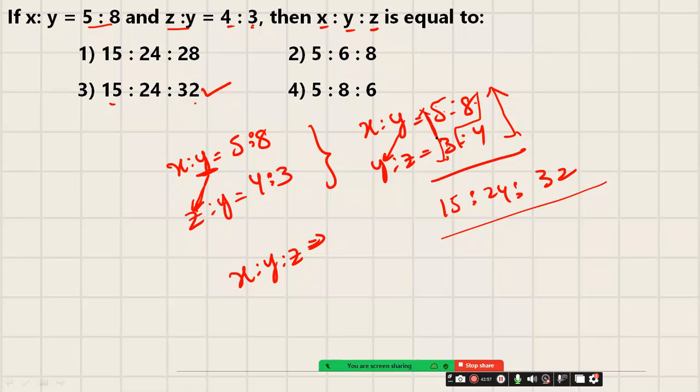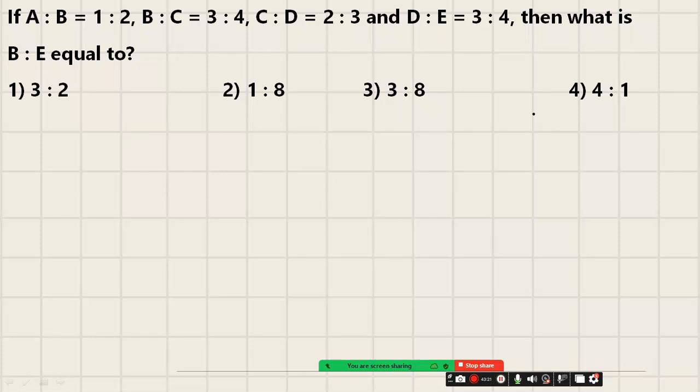If you want to find out the first value, multiply the left hand side numbers. So 5 3s are 15. If you want to find out the last value, multiply the right hand side numbers. 8 4s are 32. Okay, middle number kanukovalante 8 3s are 24. That is the answer. Clear? Yes, sir. Right. Move on to the next one.